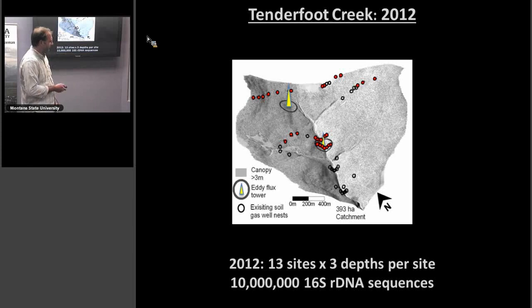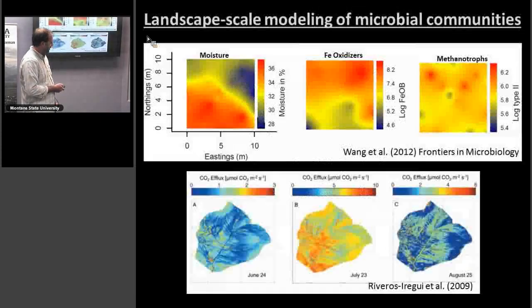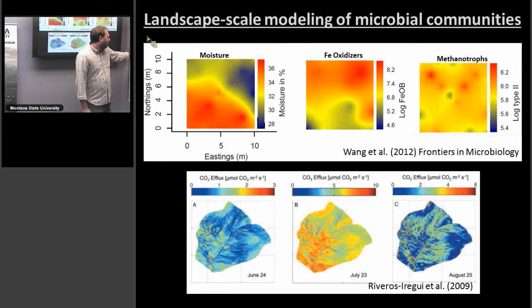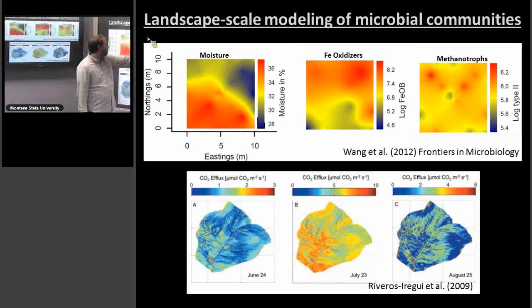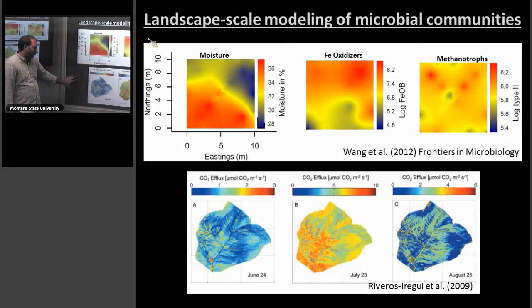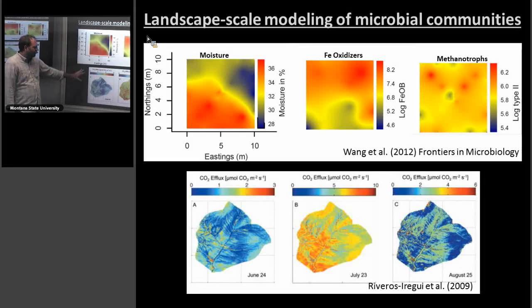So here's our ultimate goal, to merge something like this. This is a study that looks at moisture and then different types of microbes, but it's at a really small scale of 10 meter by 10 meter. And then this is sort of a landscape type scale that Diego Rivero created, and this is looking at CO2 flux. And so the idea is to be able to map the methanotrophs and methanogens at the landscape scale. That's one of the ultimate goals of this project, to be able to predict how landscape scale influences the methanotrophs and methanogens.